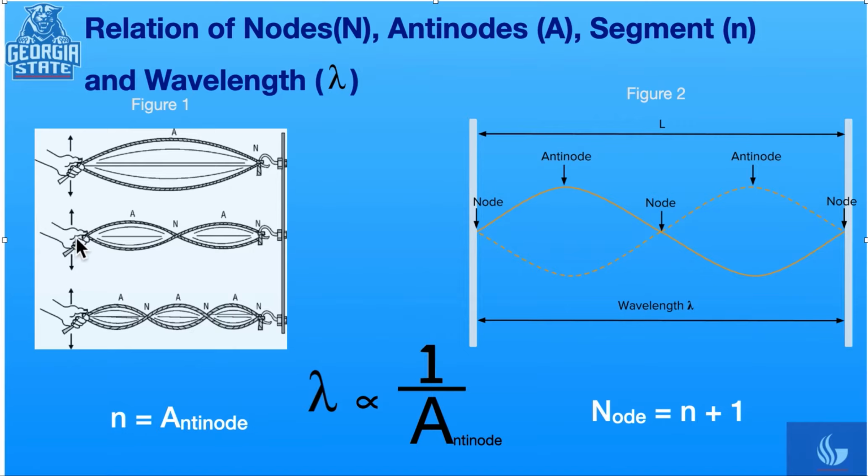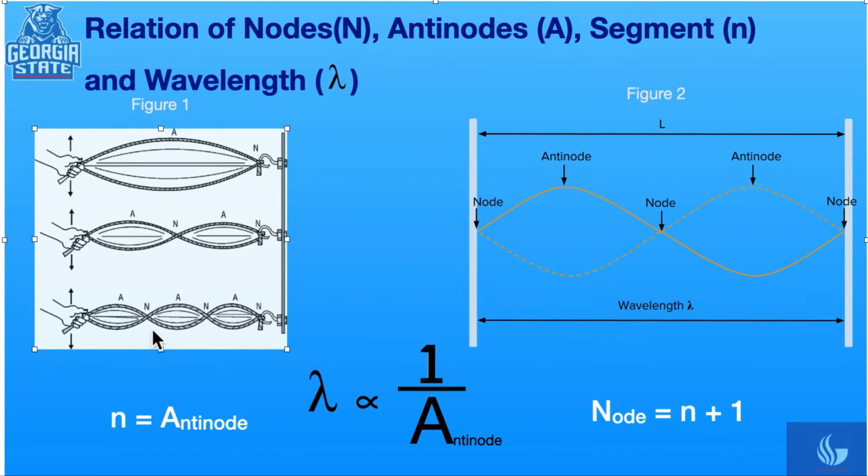If we see the second case of figure 1, there are two antinodes, two segments, and three nodes. And one more thing which needs to be considered is that wavelength is decreased as compared to the first one. When there was one loop, wavelength was higher. When there are two loops, wavelength has been lowered.